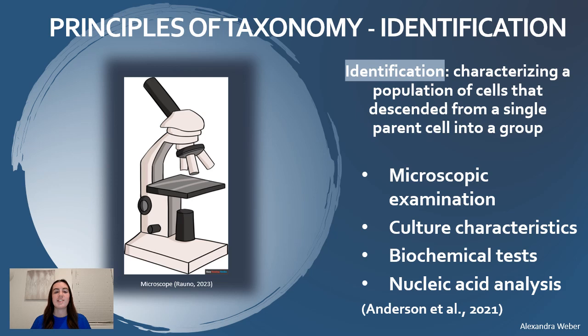The textbook defines identification of a microorganism as characterizing a population of cells that descended from a single parent cell into a group of cells. Identifying a microorganism can be done using many different methods. You can use microscopic examination, which is using a microscope to identify different characteristics. You can use the characteristics of a culture that has been grown using the streak plate method. You can also use the results of various biochemical tests done on the microorganisms. Finally, by using nucleic acid analysis, you can identify variances in the microorganism's DNA and RNA.